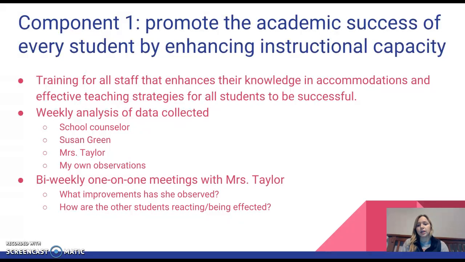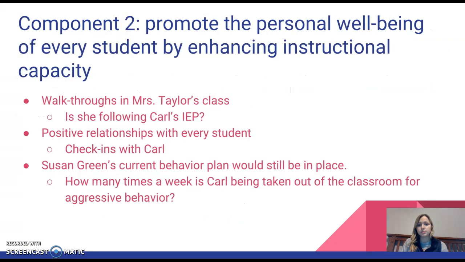A weekly analysis of data collected from the school counselor, Susan Green, and Mrs. Taylor, and my own observations, to figure out what is working and what isn't. And then bi-weekly one-on-one meetings with Mrs. Taylor. What improvements is she seeing? How does she think the other students are reacting or being affected by Carl's behavior? What is she changing that is working or maybe making things worse? Just getting her input in this situation.